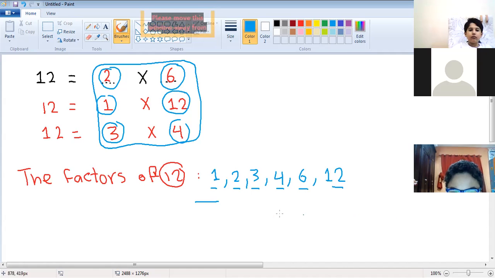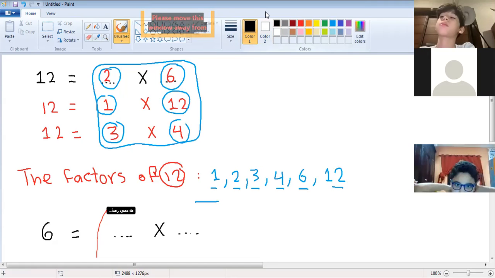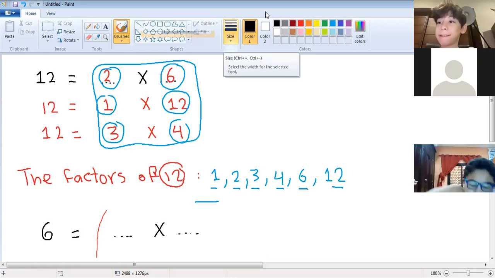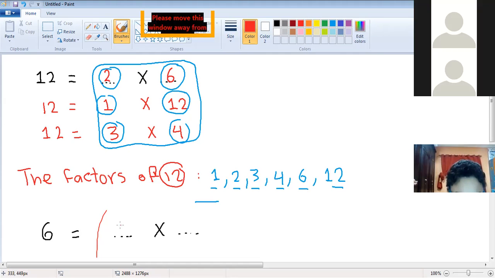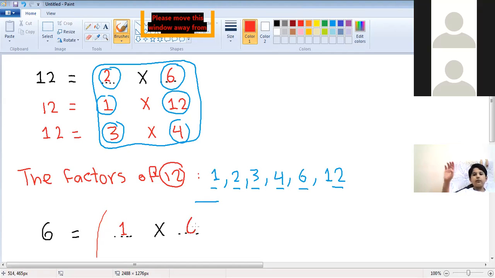Muhammad Sultan, mute yourself, Muhammad Nizam. Okay. Muhammad Sultan, if I write down here 6, what are the factors of 6? What number times what number is going to be 6? What did you say? Yeah. What number times what number is going to be 6? 1 times the number itself. So it's 1 times what? 1 times 6.